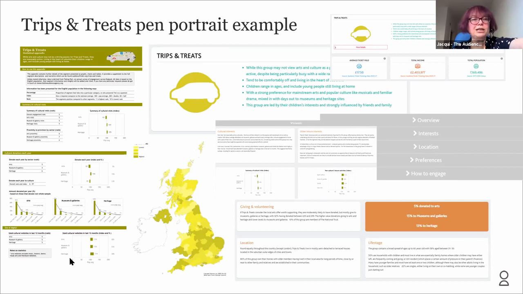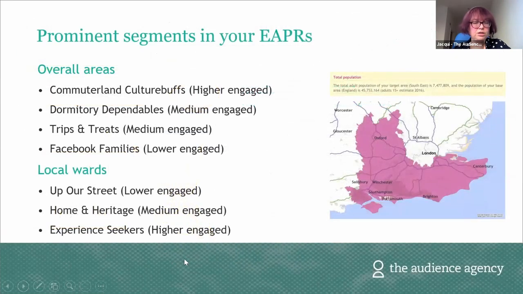So to look at these people in a little bit more detail, I've put together some slides which look at who are the most prominent segments in your catchment areas. So in terms of the overall areas, for both of your Kent profiles, commuter land culture buffs feature highly in the mid, south and north Kent profile. Dormitory dependables feature highly in both profiles. Trips and treats feature highly in both profiles, and Facebook families feature highly in the Medway profile.